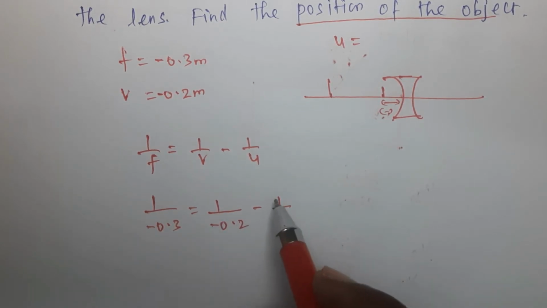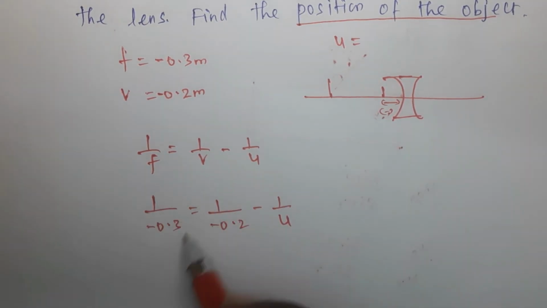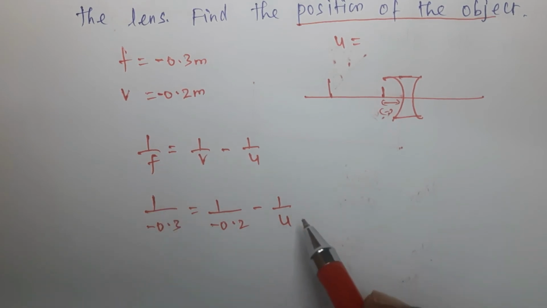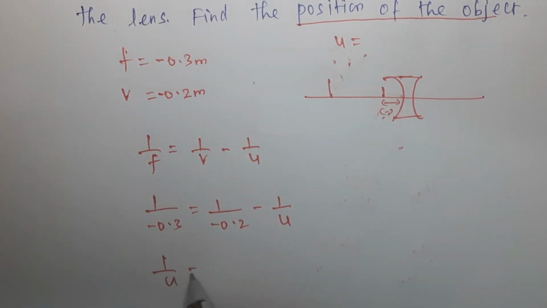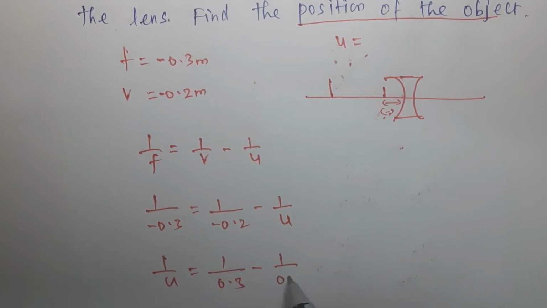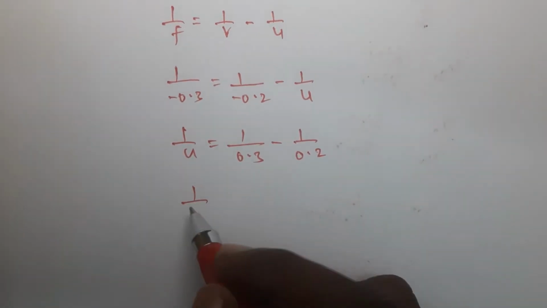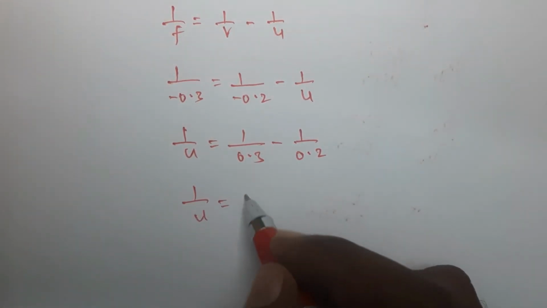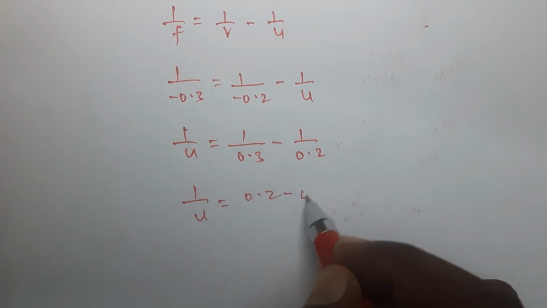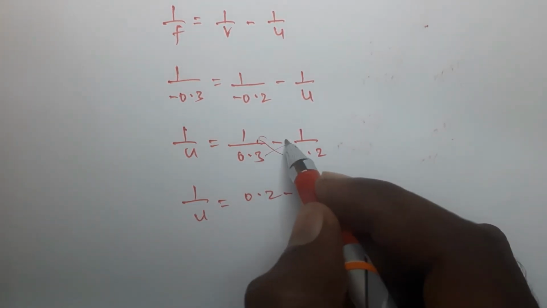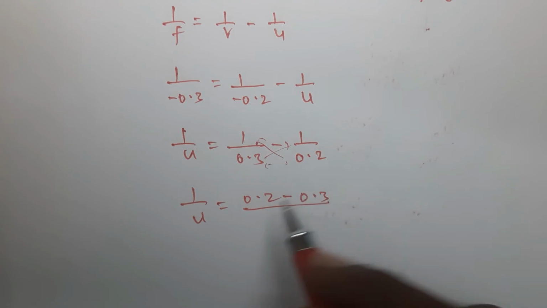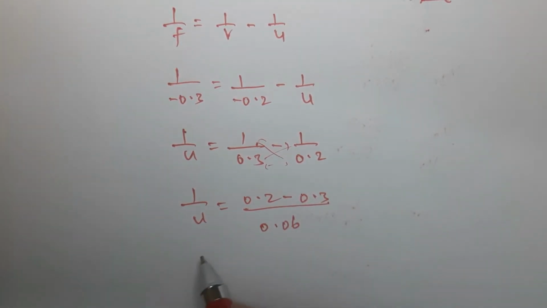So 1 by minus 1 by, take this side, this minus 1 by 0.3, send this side. So 1 by u is equal to 1 by 0.3 minus 1 by 0.2. 1 by u is equal to, do the cross product, 0.2 minus 0.3 into 0.2, 0.06. 1 by u is equal to minus 0.1 by 0.06.